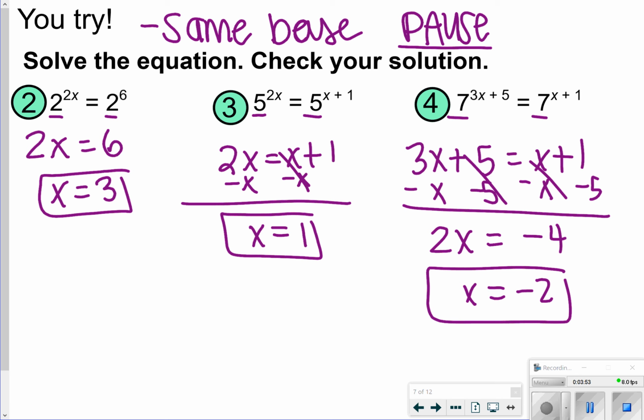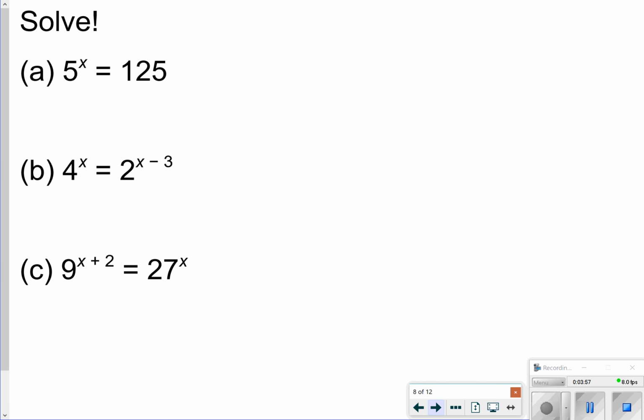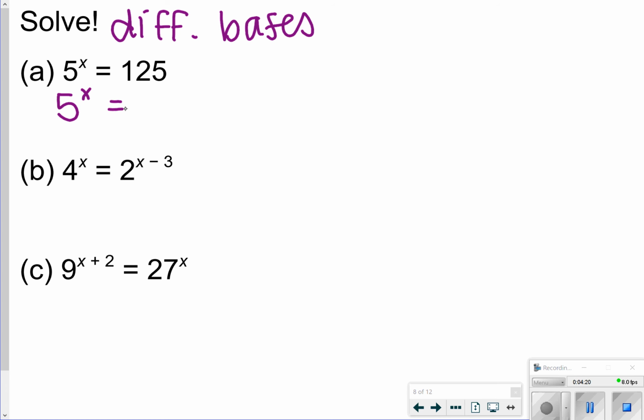Okay? So since we've had some practice with same bases, now we're going to look at some with different bases. And if you notice, you have a little bit of a mixture here for both. For letter A, we're basically just trying to figure out 5 to the what power is 125. That one's pretty simple because you can use a calculator to figure out how many times 5 needs to multiply by itself to get 125. And that's 5 to the 3rd power.